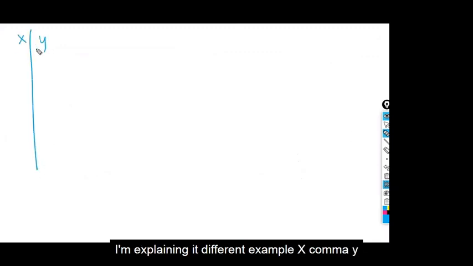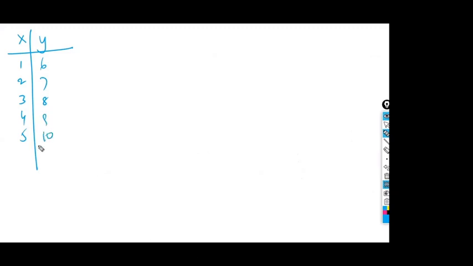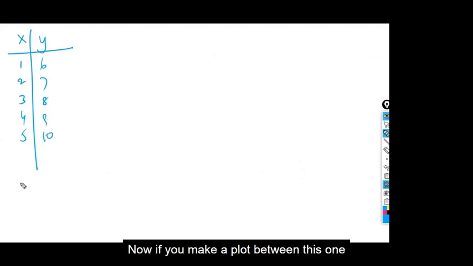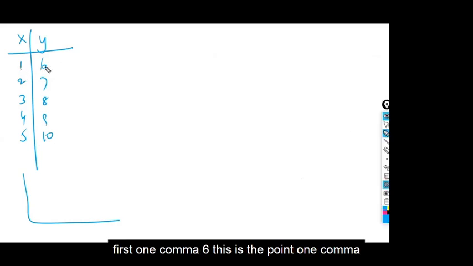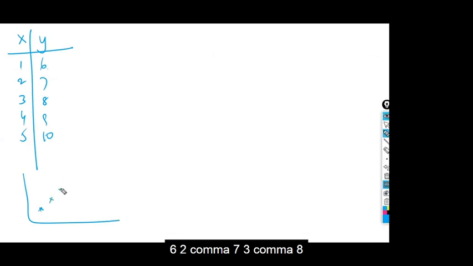As one of the students in the chat box is asking, and some of the students are seeing that I am explaining in a fast way, so for them, once again, I am explaining in a different example, x comma y. Now 1, 2, 3, 4, 5. Y 6, 7, 8, 9, 10. Now, if you make a plot between this, first 1, 6, this is the point, 1, 6, 2, 7, 3, 8, 4, 9, 5, 10. As x value increases, y is decreasing or increasing?